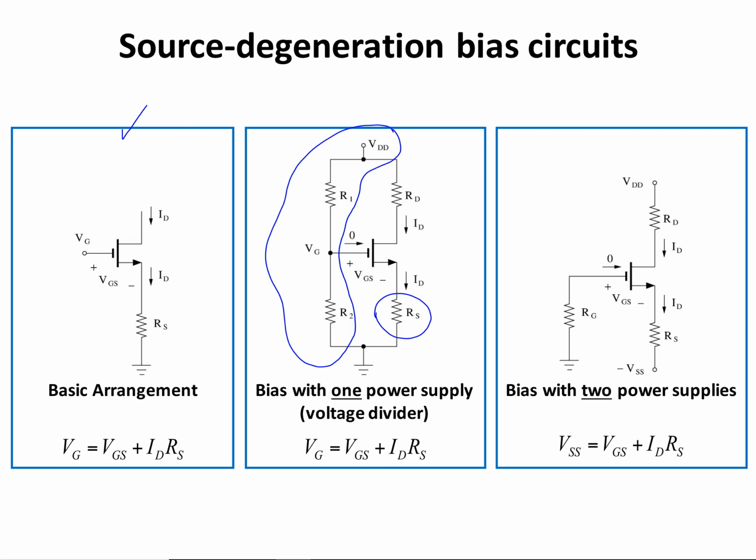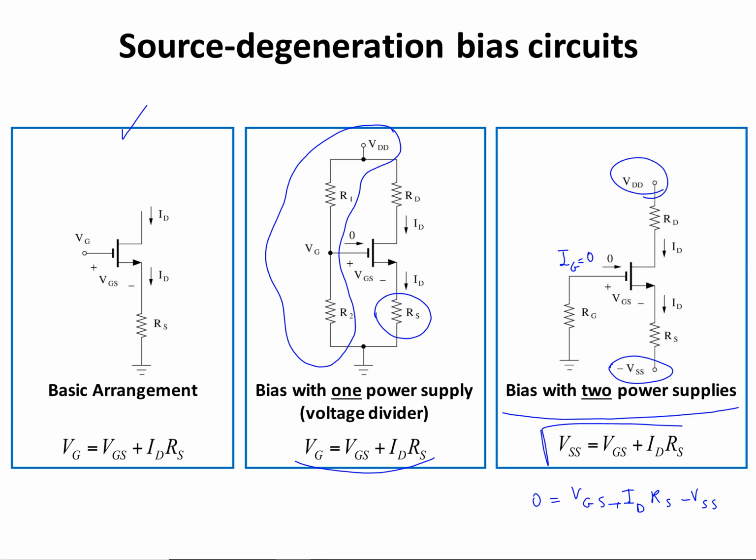You're using one power supply to build the circuit, and the gate voltage is equal to VGS plus ID times RS. Or you can use two bias power supplies, this negative VSS and VDD, and for the gate to source KVL, because IG is equal to 0, you can write 0 equals VGS plus ID multiplied by RS minus VSS, which is the same equation as you have here.